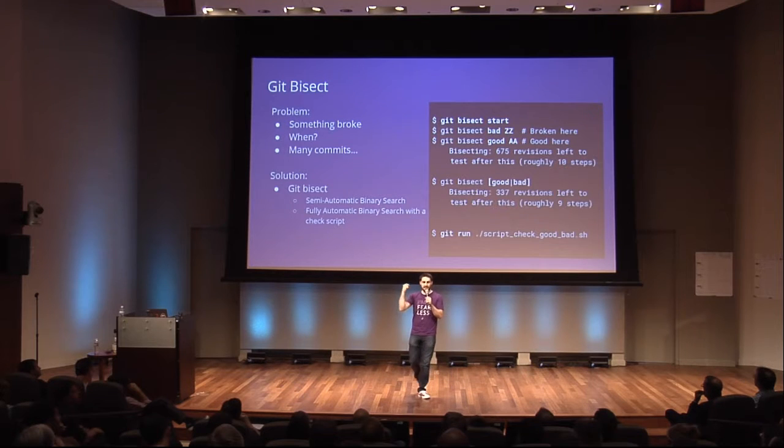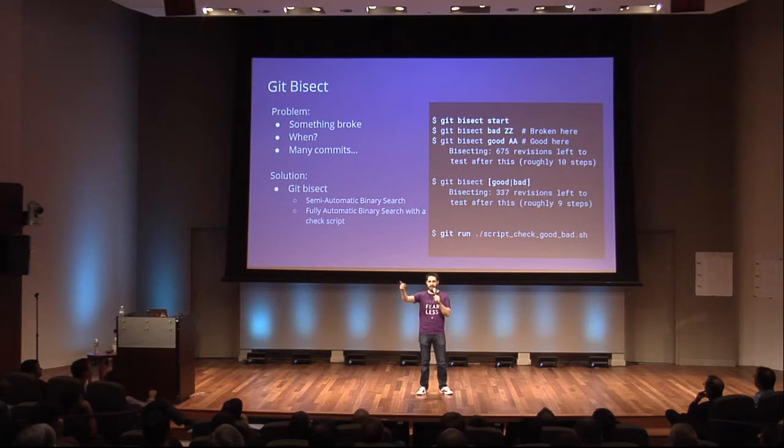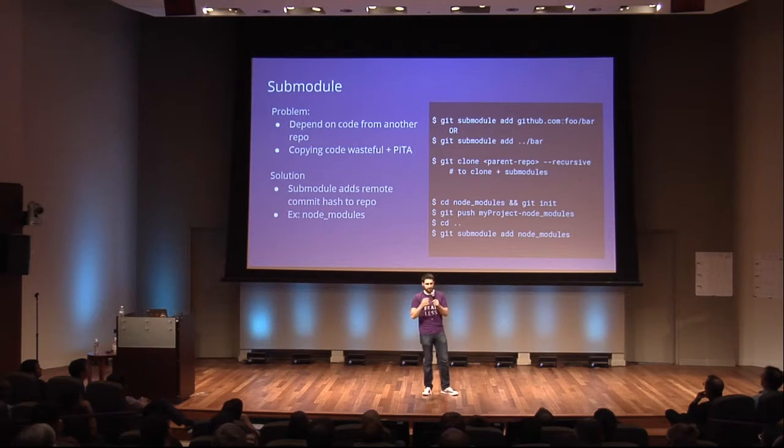Git bisect. Something broke. You don't know when, and there's many commits to search. Git bisect is a way to say, hey, I know a good commit, I know a bad commit, help me find the one in between that is the changing point. It can be semi-automatic or fully automatic if you create a script.